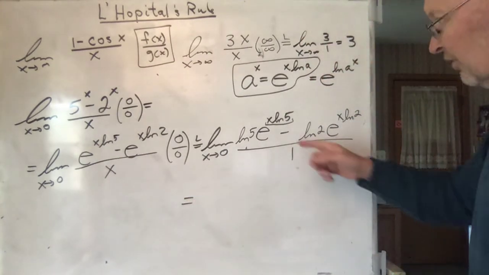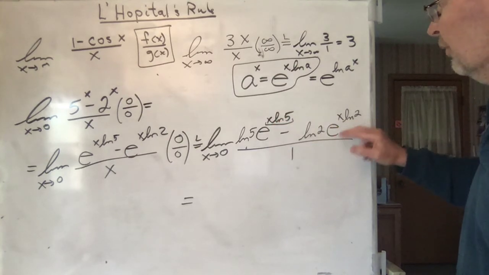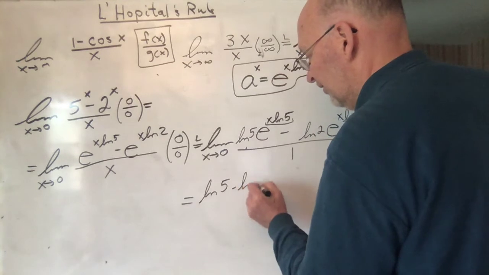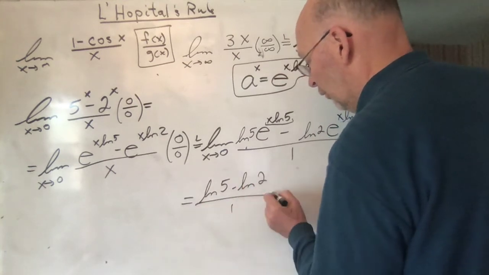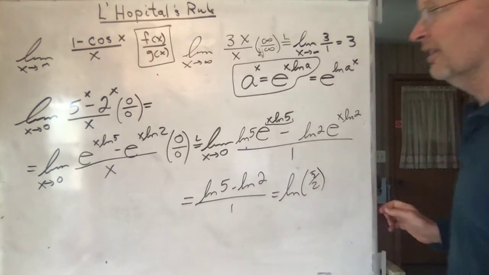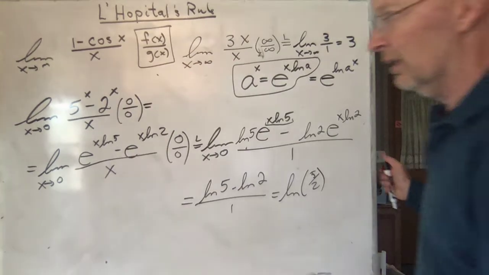And so now as x goes to 0, e to the 0 is 1, e to the 0 is 1. So we get the ln of 5 minus the ln of 2 all over 1, which if you want to, you can write as the ln of 5/2. Not something you would have guessed at for an answer. So there's a nice case of using L'Hopital's rule.